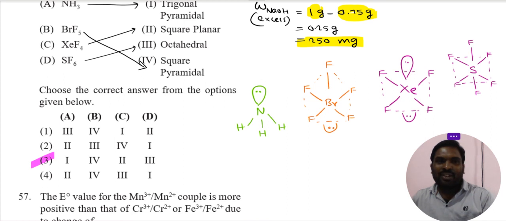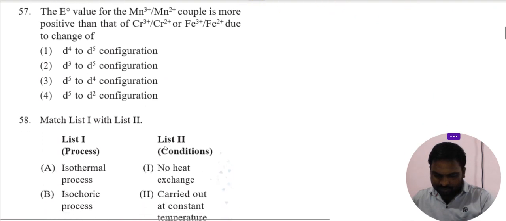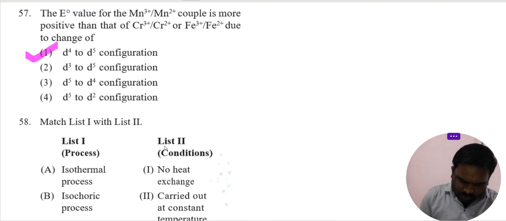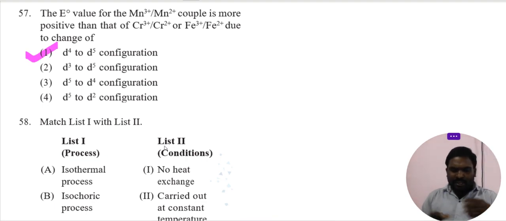Now coming to 57. E0 value for the Mn3+ to Mn2+ couple is more positive than Cr3+ to Cr2+ and Fe3+ to Fe2+ due to the change of... So here, which is the right answer? Option 1 is the right answer. What is the reason? D4 to D5 configuration. Understood?